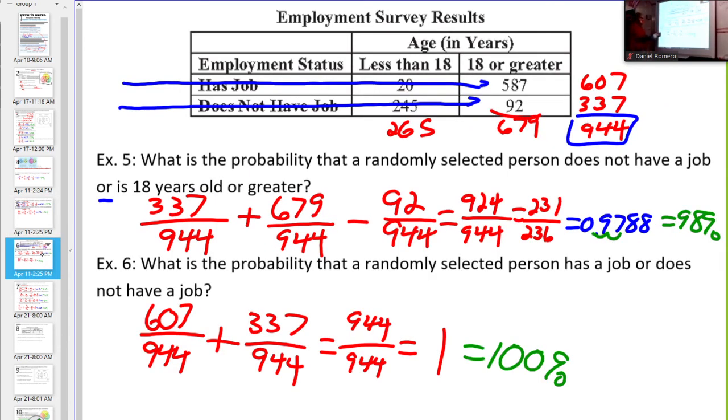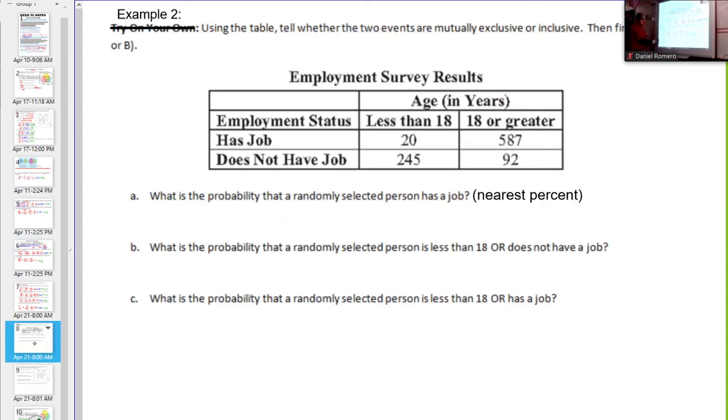So 944 was the total. So randomly selected person has a job. Okay, so this is simple probability. Look, and they do say nearest percent. Let's treat this whole page as just percents. So how many people have a job? 607? 607 out of 944, which to the nearest percent is 64%.